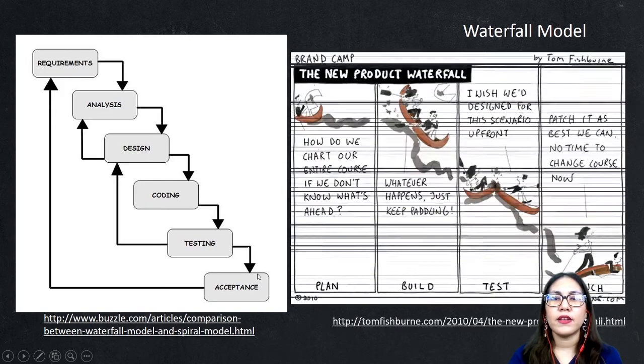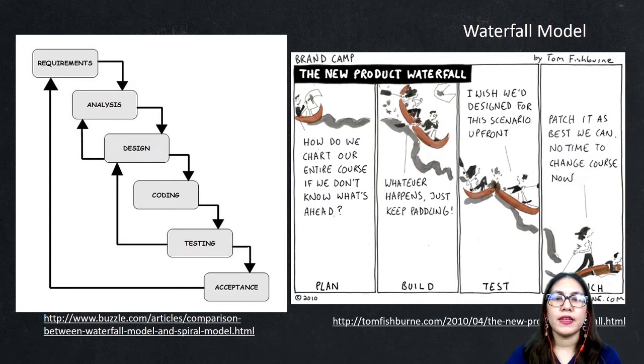Okay, and in the waterfall at the beginning, we don't know what to build, so we plan what to build at the beginning. And after we finish the plan, we give it to the developer to build. Developers won't change anything, because they cannot decide, and they just build the system. And after that, the tester will test the program.